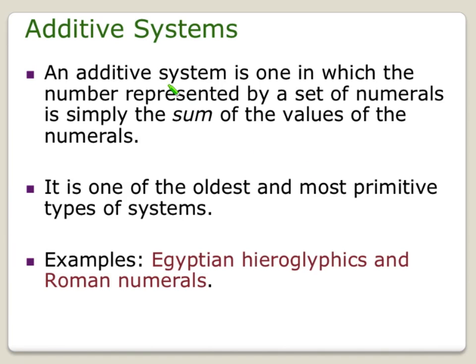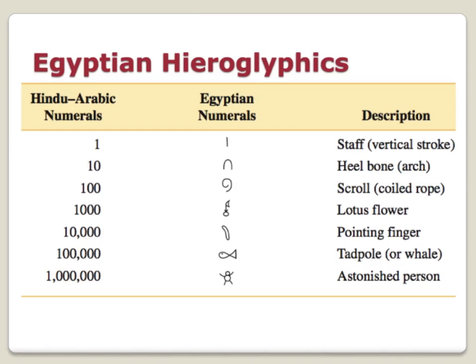So first off, an additive system. An additive system is one in which the number represented by a set of numerals is simply the sum of the values of the numerals. So basically you just list a whole bunch of numerals and you add them all up. It's one of the oldest and most primitive types of systems, and we're going to take a look at two examples, the Egyptian hieroglyphics and Roman numerals.